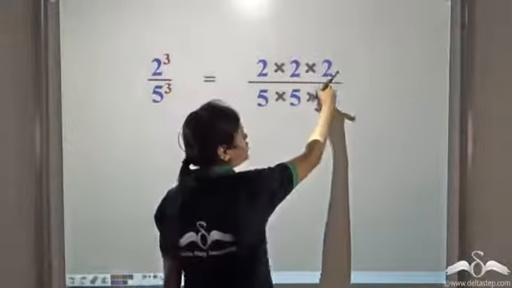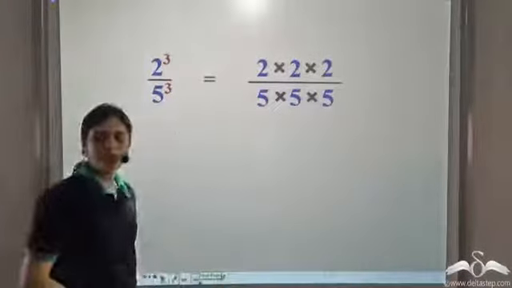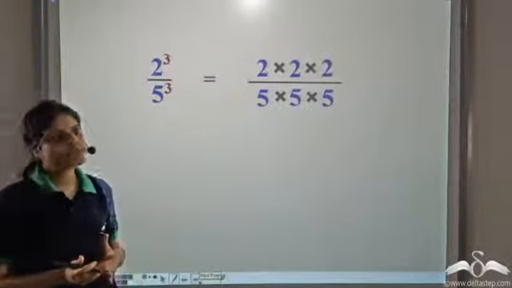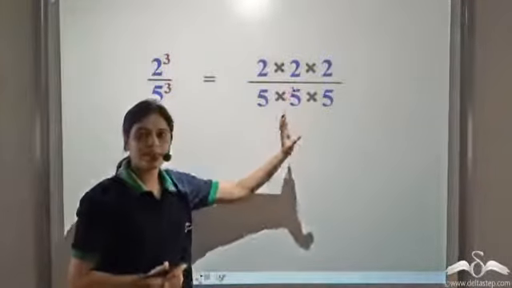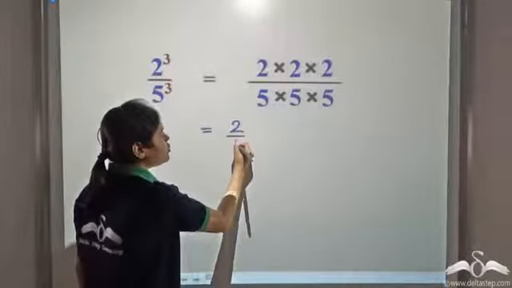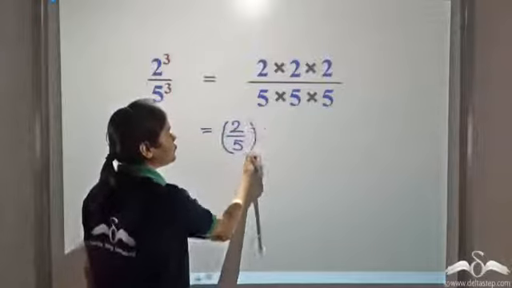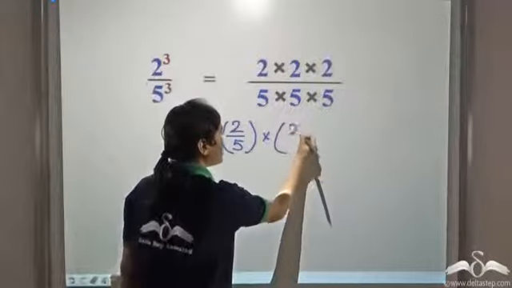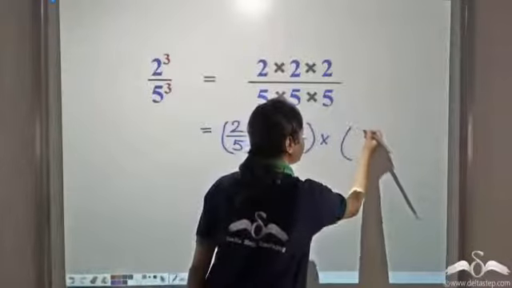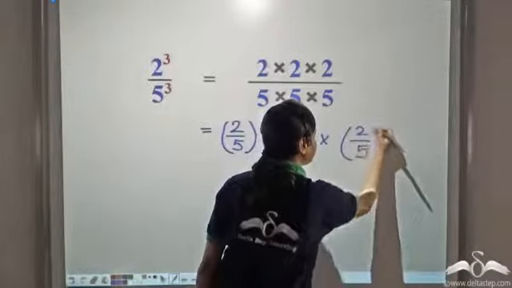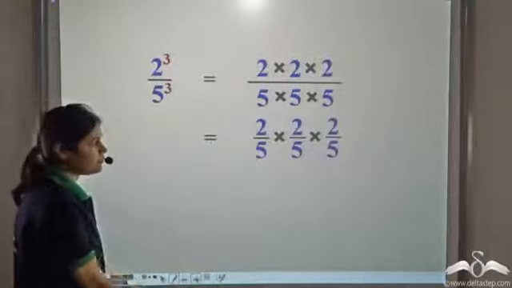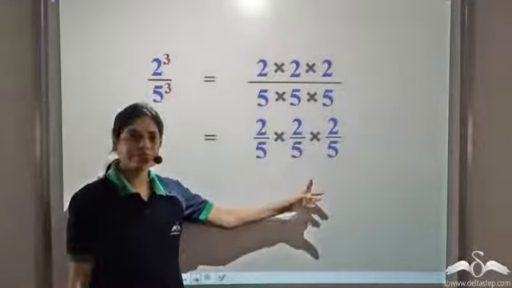Now we have 3 2's and 3 5's. So for every 2, we have a 5 here. So we can group them together. That is, we can write them as 2 by 5 into 2 by 5 into 2 by 5. So we can write them in this manner.